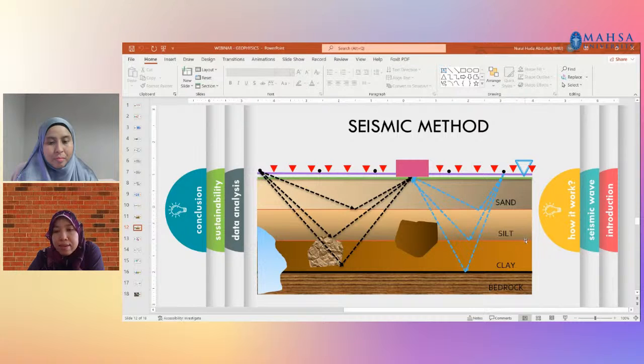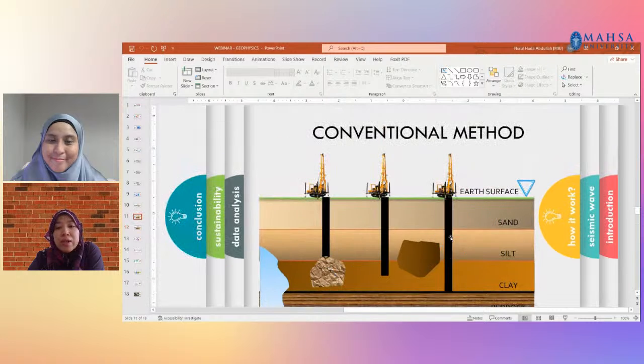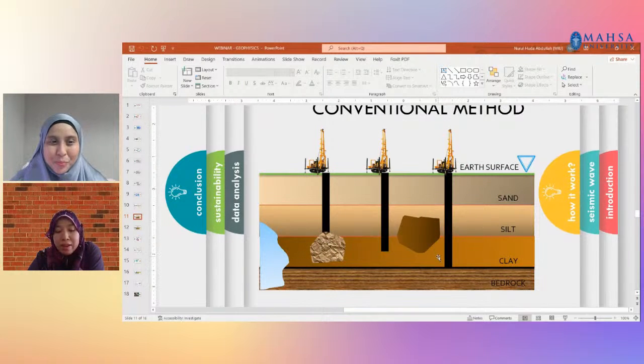If you can see here, for example, it will classify the soil as sand, silt, clay, and the last one, you can see the bedrock. Where is the bedrock located in the subsurface? We only do the seismic refraction method at the surface, so no need to disturb the subsurface area. Otherwise, if you use the conventional method, you need to drill.